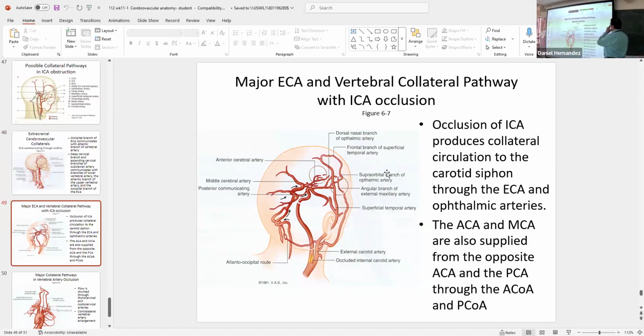This was just explaining what I was mentioning before about branches of the ECA communicating with branches of the ophthalmic arteries to bring blood flow into the ICA when we have occlusion, to supply those pathways. And then talking about the anterior communicating, the anterior cerebral artery and middle cerebral artery also being supplied by our communicating vessels.